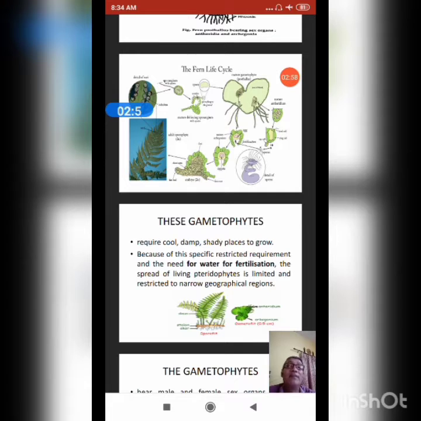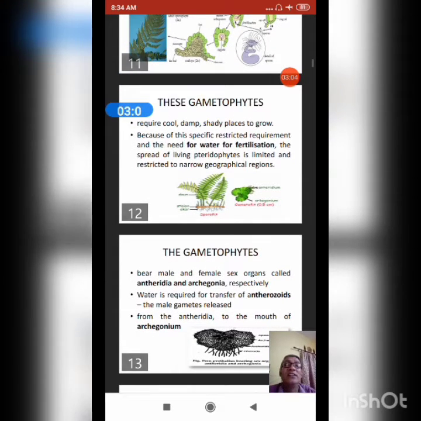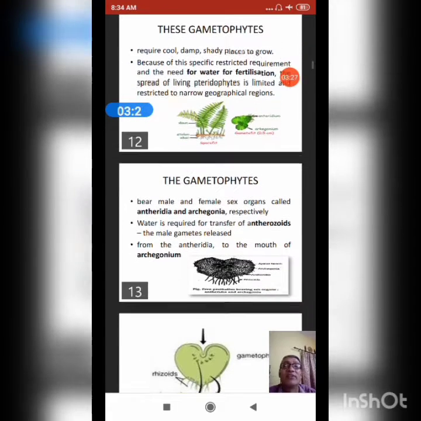And ultimately I am showing you the fern life cycle. Then the gametophytes are to be discussed. These gametophytes require cool, damp, shady places to grow. Because of their specific restricted requirement and need for water for fertilization, the spread of living pteridophytes is limited and restricted to narrow geographical regions. You see the picture of the prothallus and the ferns also.